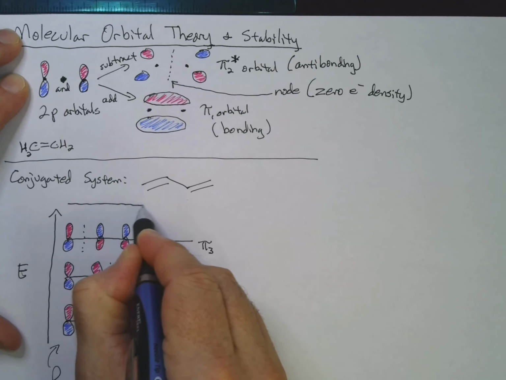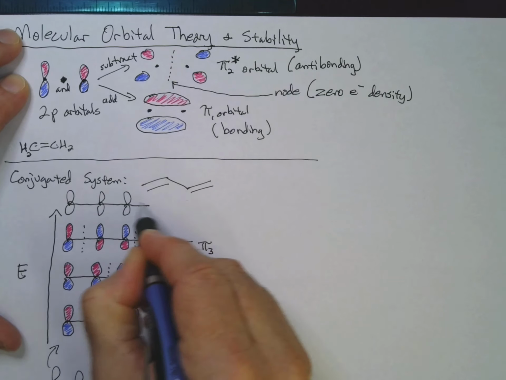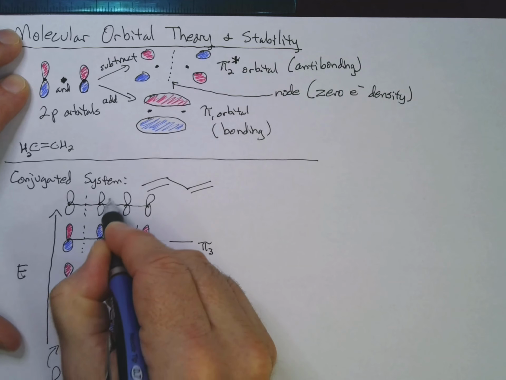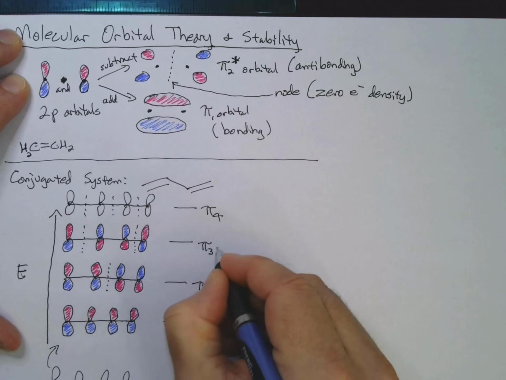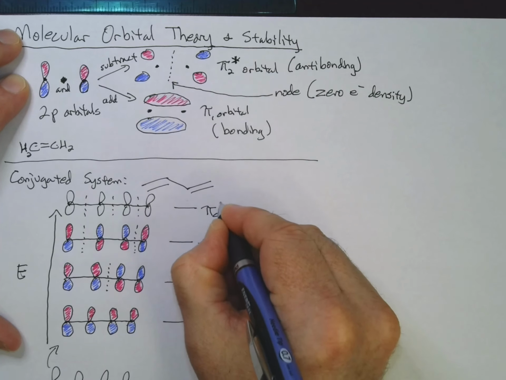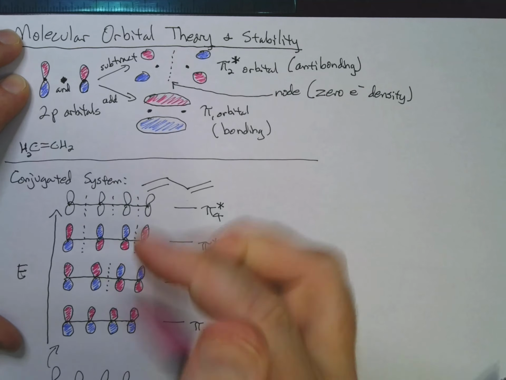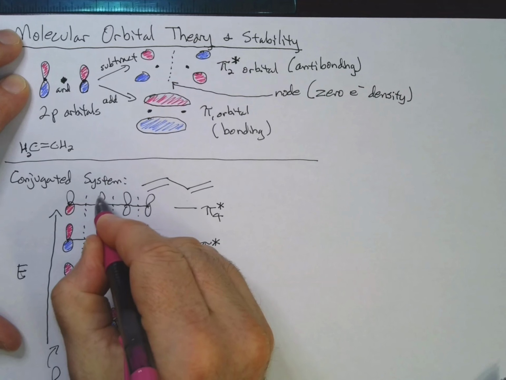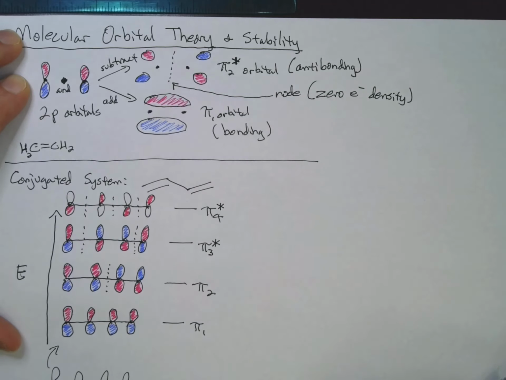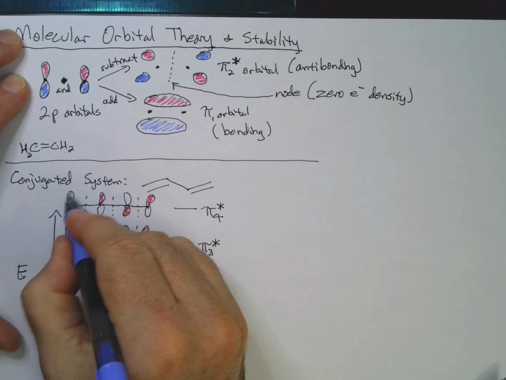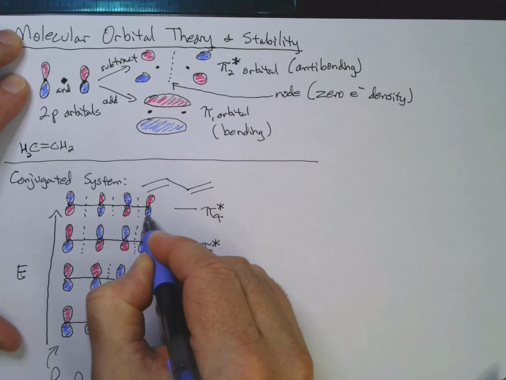And then our last one up here, how do I know it's the last one? Well, I have 4 atomic orbitals, so I'm going to have 4 molecular orbitals. That's pi 4. Now, half of the orbitals are bonding and half are anti-bonding. So pi 3 is actually pi 3 star, and pi 4 is pi 4 star. And my phases are going to alternate with each orbital. And this is totally anti-bonding. It contributes nothing whatsoever to the bonding.